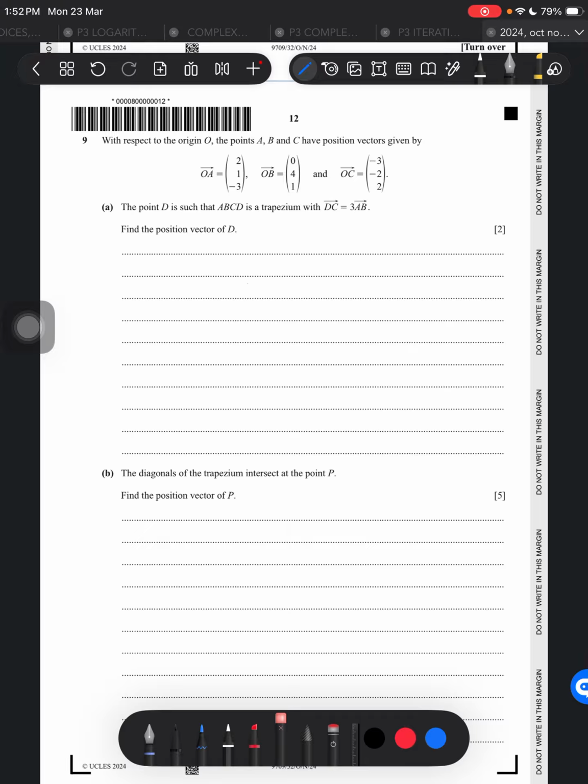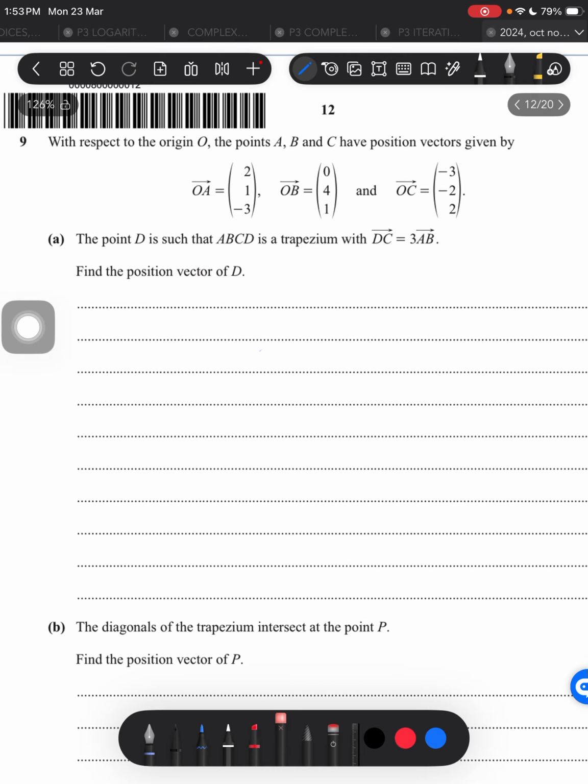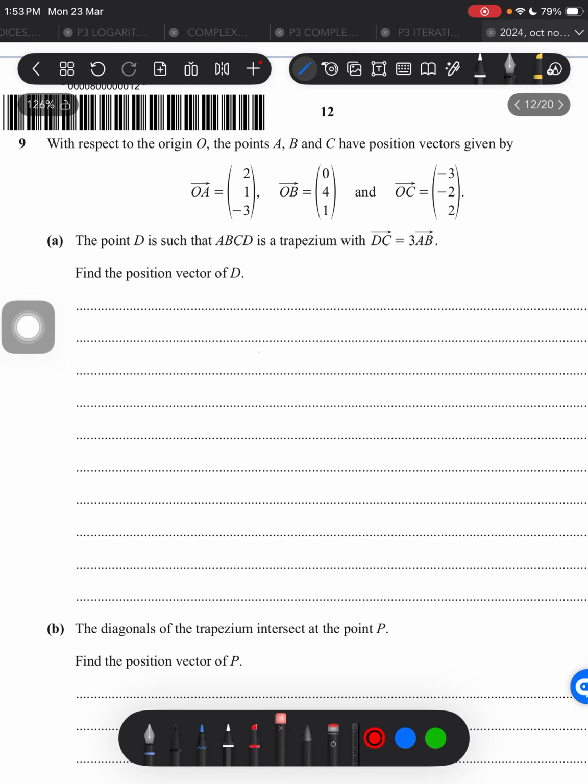This is question number 9 of October/November 2024, variant 2 of A level math paper. This is a question of vectors. O is given, OB is given, OC position vectors are given. That means A, B, and C are given. Point D is to be found, position vector.